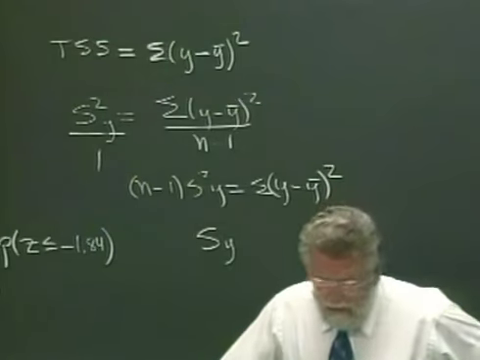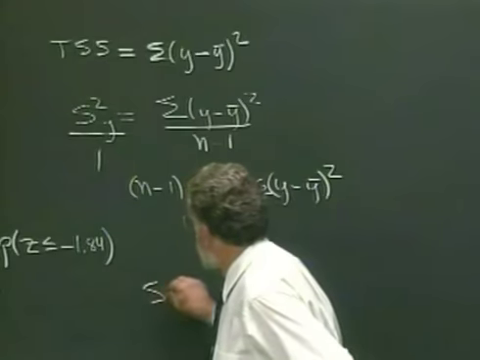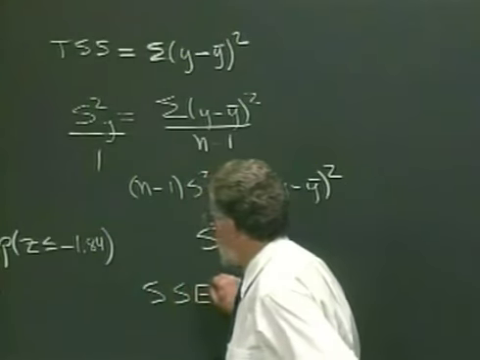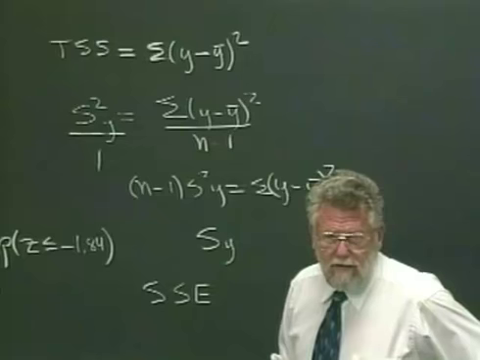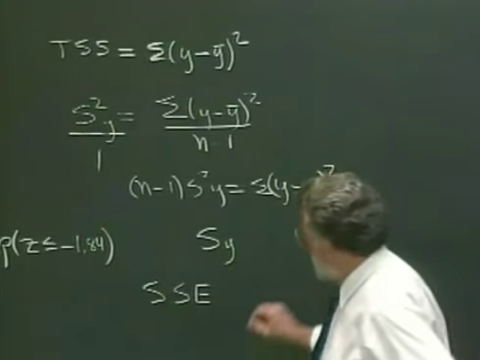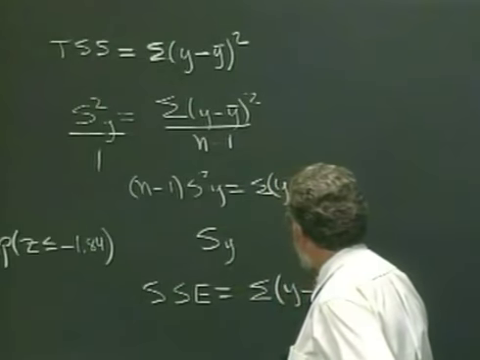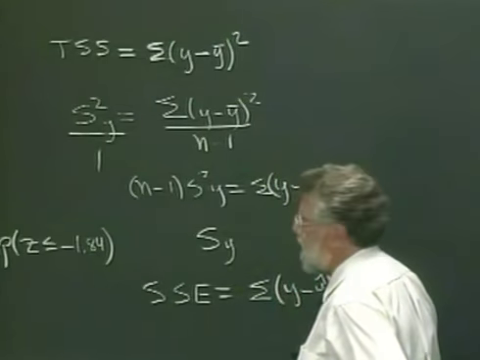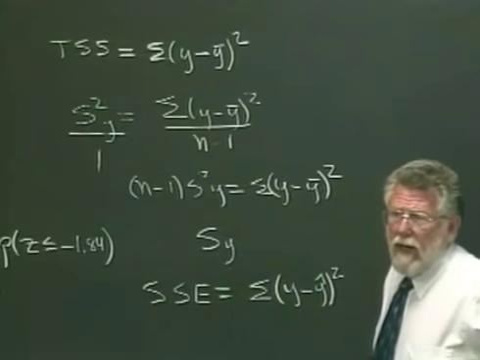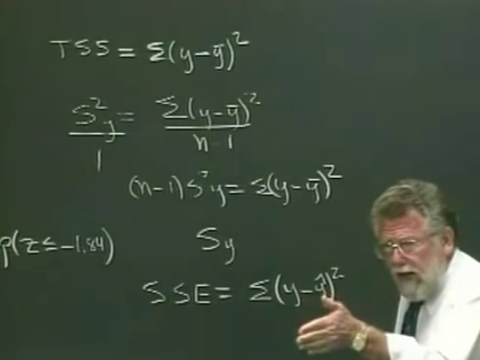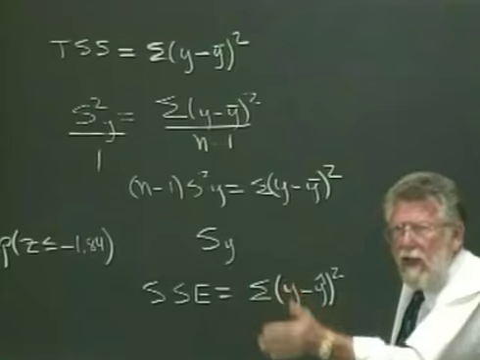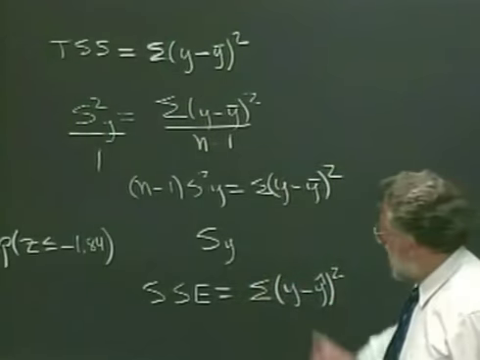You're getting your SSE from where? Where does that come from? The summation of y minus y hat squared. Okay, the summation of the quantity y minus y hat squared. That's what we got from our table. We had a column for y, a column for y hat, then we subtracted to get the column of e, then we squared the e's and added those up, and that was SSE.